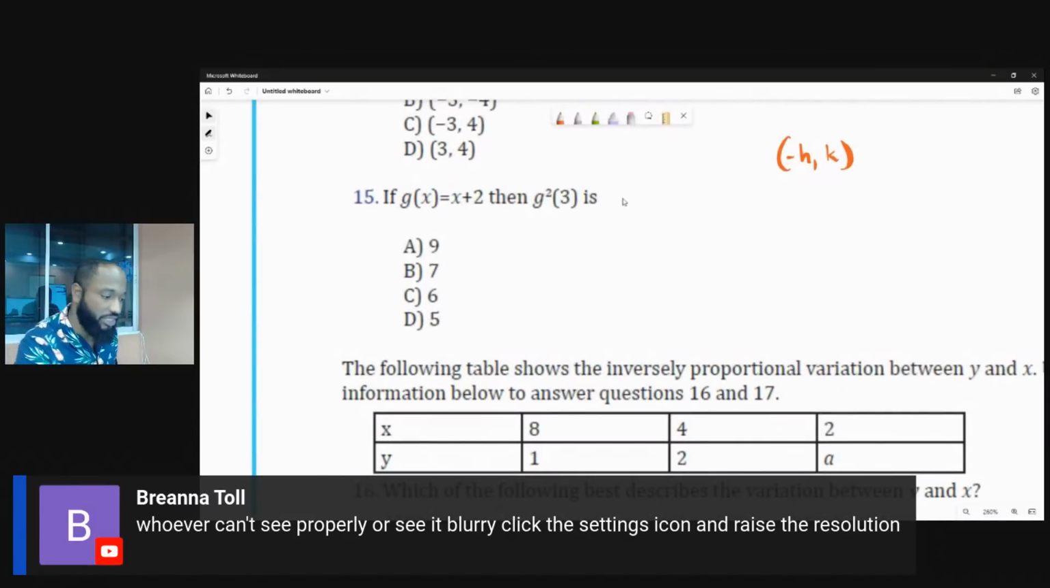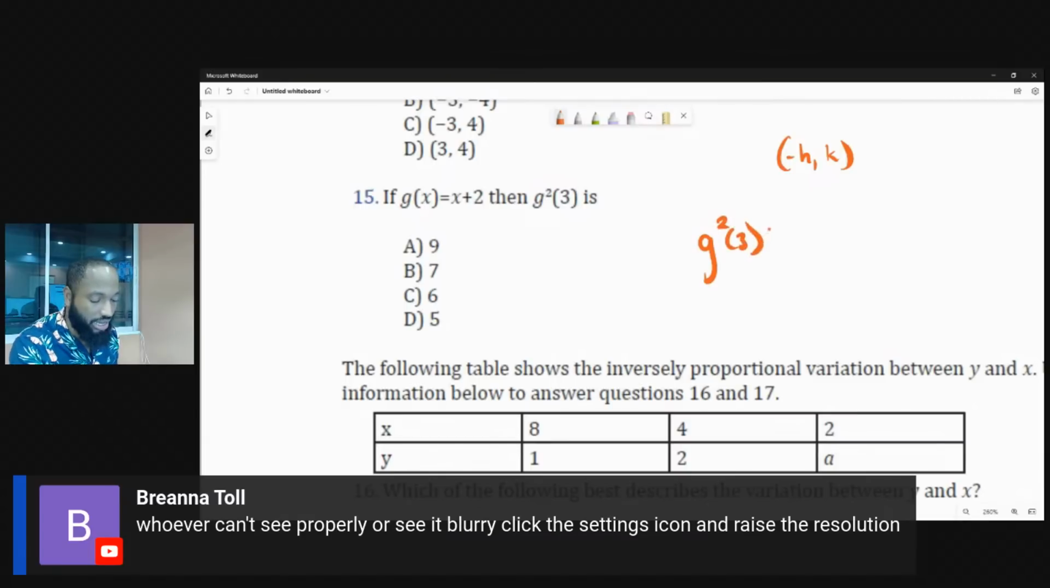Renice. If g of x is equal to x plus 2, then g squared of 3. Now this doesn't mean g squared, eh? This is why it knocks people out. You see when they put g2 and whatever, it really stands for gg. All the gamers get happy when they hear gg. gg of 3. And what does this mean?